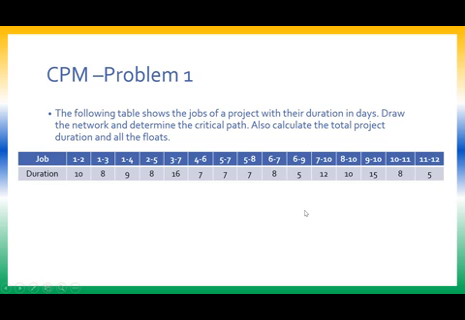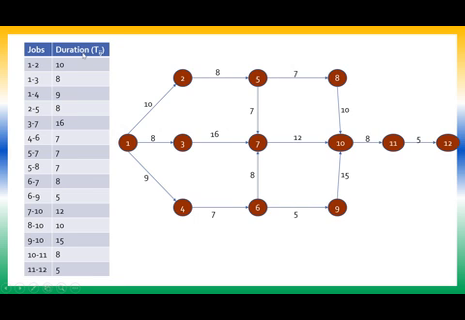So using this information, we are supposed to construct the network diagram. I will write it in the form of a table. These are all the jobs given and their corresponding durations Tij. So 1 to 2, from 1, I put a line up to 2, duration is 10 days. 1 to 3, 8 days. 1 to 4, 9 days. Then 2 to 5, 8 days.